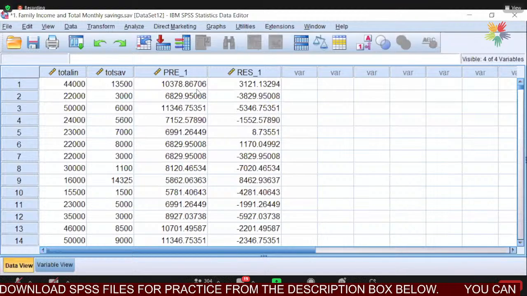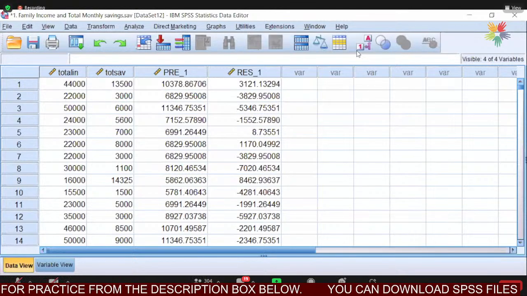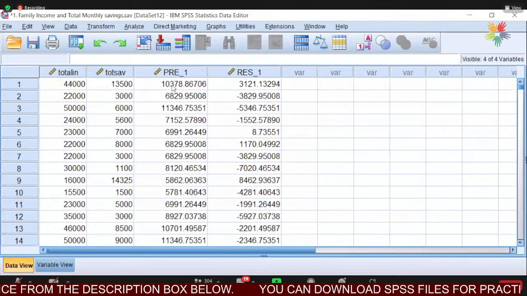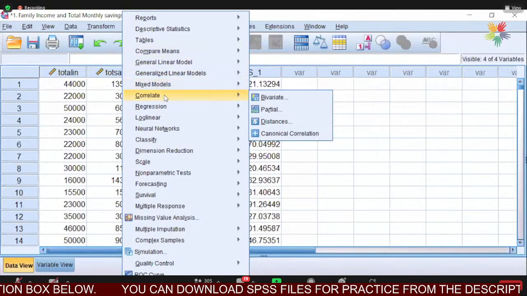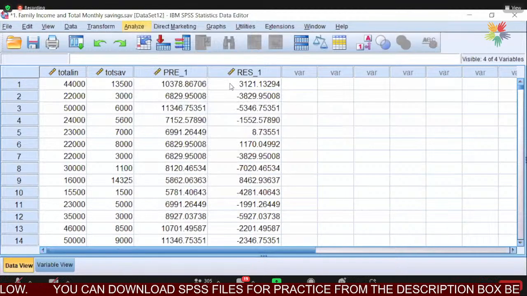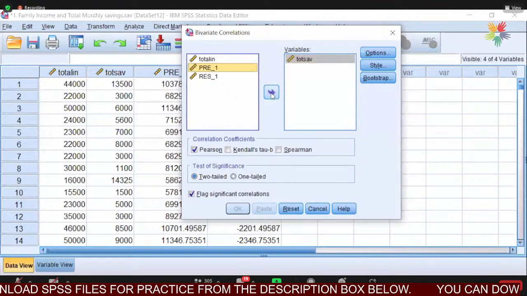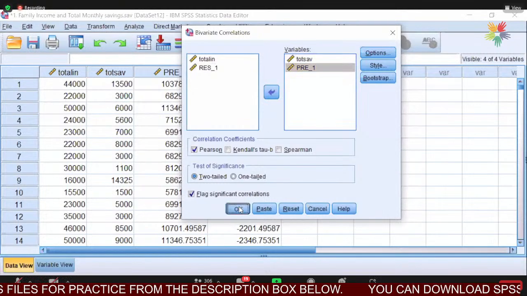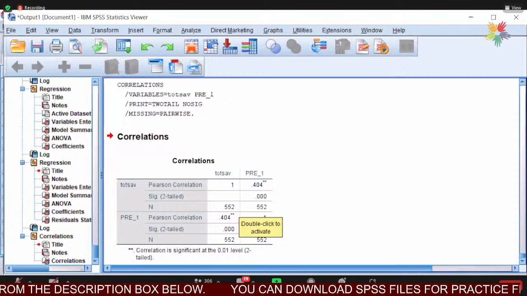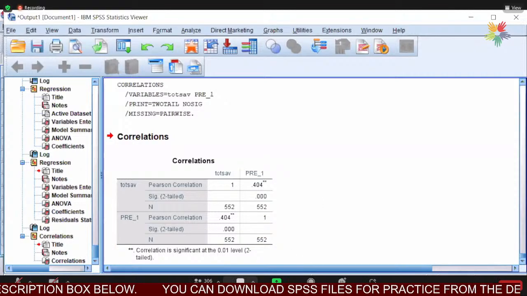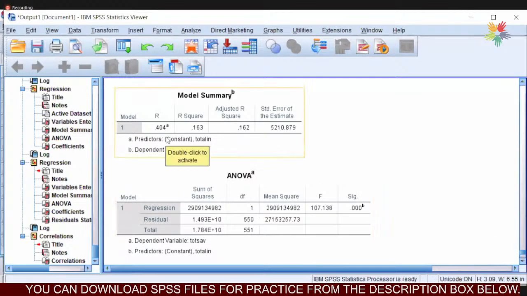Now, R is the relationship between the dependent variable and the predicted. So now let me find out the correlation between savings and the predicted savings. So we can see 0.404, right? So that is the R value. R is the relationship. We know it is 0.404.